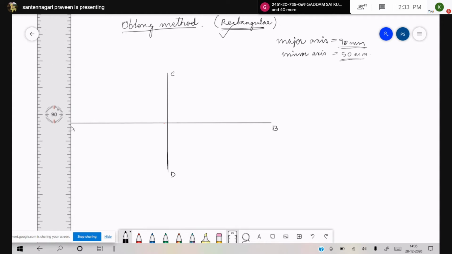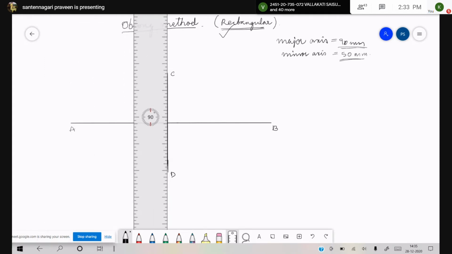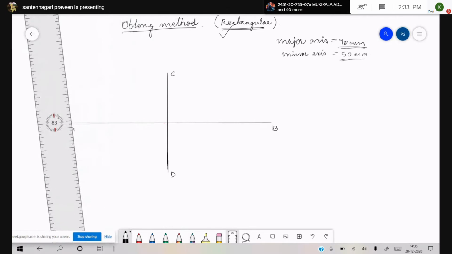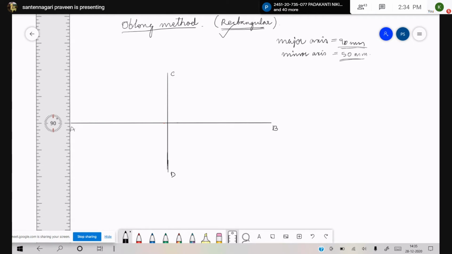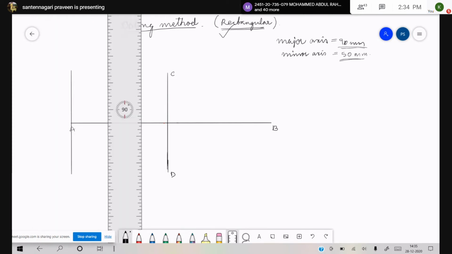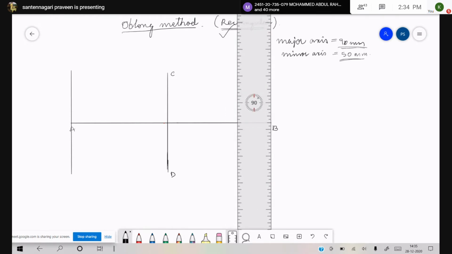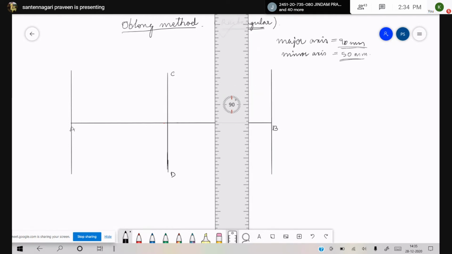Place your scale on point A, similar to your minor axis. Minor axis is of length 50 mm, right? So with the same distance of 50 mm from point A, you draw a parallel line. Similarly, from point B with the same length of 50 mm, you draw a parallel line.